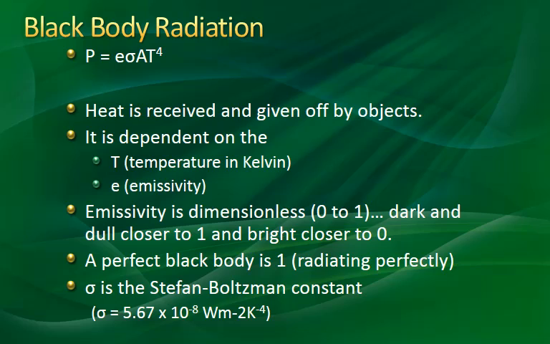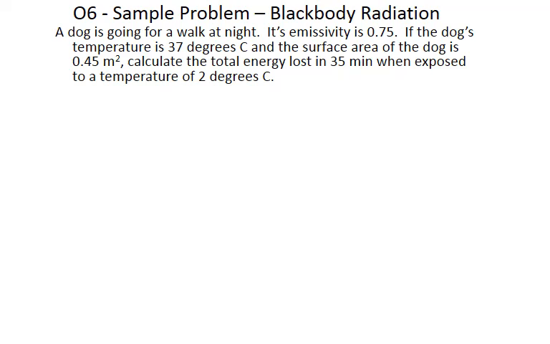All right, so black body radiation is something that is important to consider. We know that objects are giving out thermal energy based on the emissivity, and so darker objects are closer to 1, brighter are closer to 0, and perfect black bodies radiate at 1.